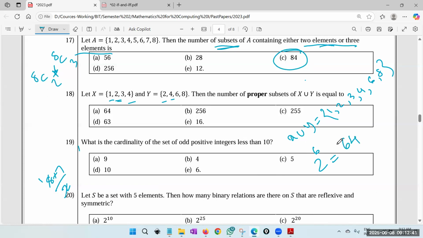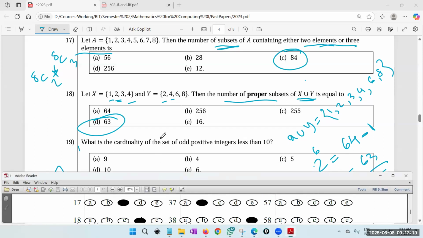But this includes the set itself, because the set itself is a subset. The number of subsets of this is 2 to the power 6, right? That we discussed, we call that the power set of a set. But this is the number of proper subsets. So therefore, we need to eliminate one from this because one of those subsets is itself. So 64 minus 1, 63. Answer is D. Okay.